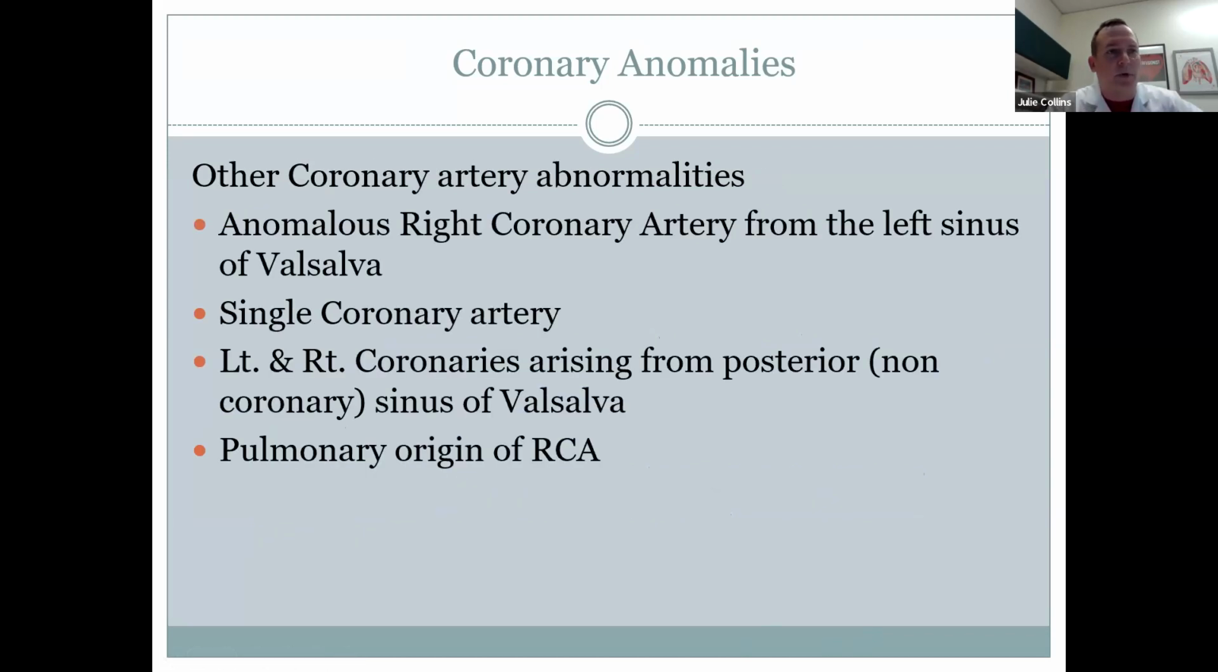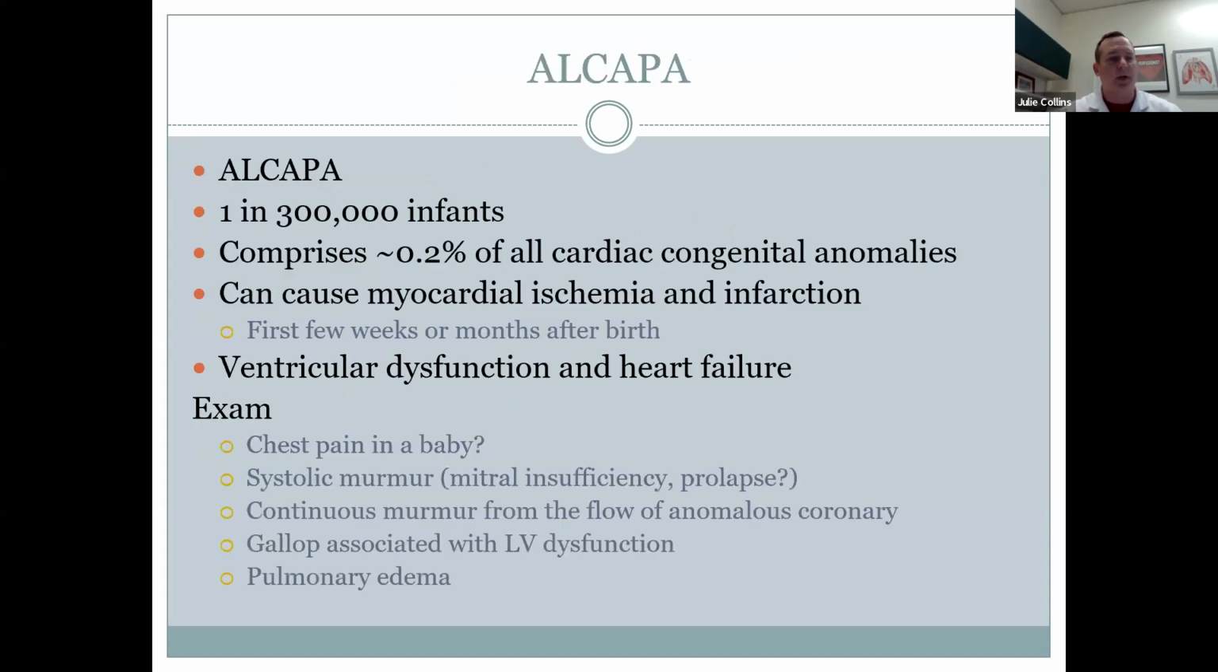And there are other permutations in terms of how a coronary artery can be congenitally anomalous. You can have an anomalous right coronary artery coming from the left sinus of Valsalva. Some patients can be born with a single coronary artery. Your left and right coronaries can arise from the posterior non-coronary cusp of the sinus of Valsalva. And you can have pulmonary origin of the RCA. So there are different permutations, but I would say ALCAPA and ALMCA are the ones that we see the most, even though they are rare.